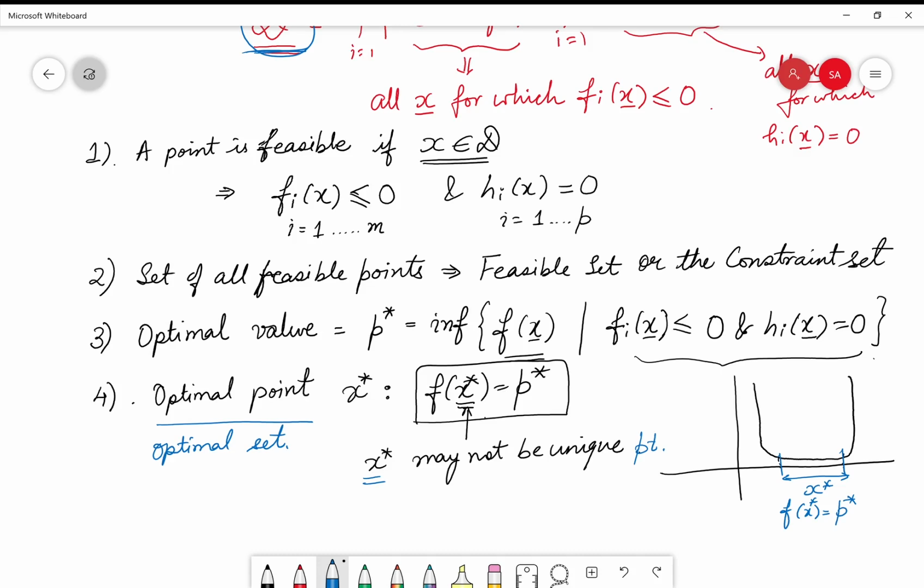Okay, so I'll stop here. In the next lecture, we are going to understand the convex optimization problem in detail, and then we'll see the solution of these optimization problems.